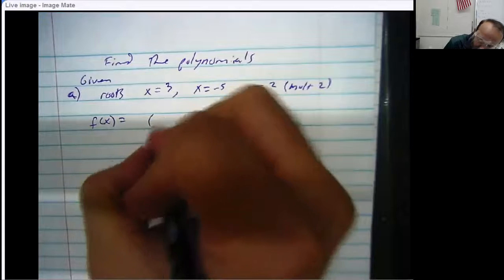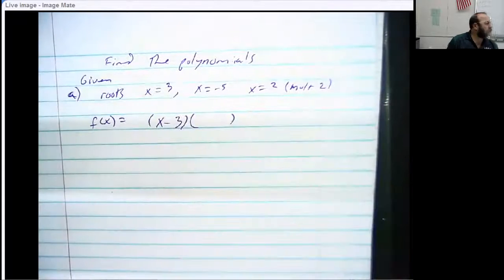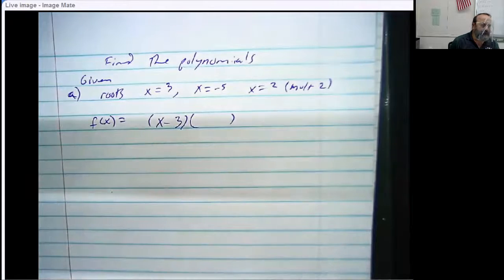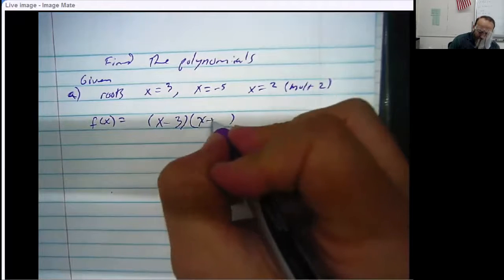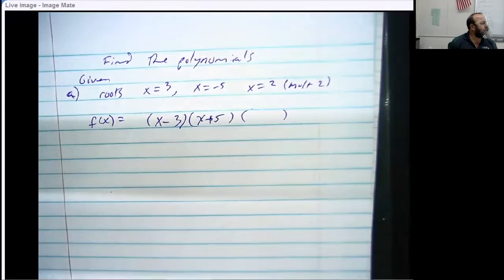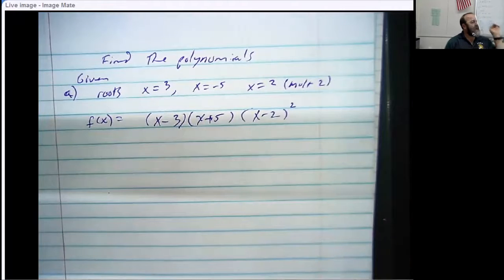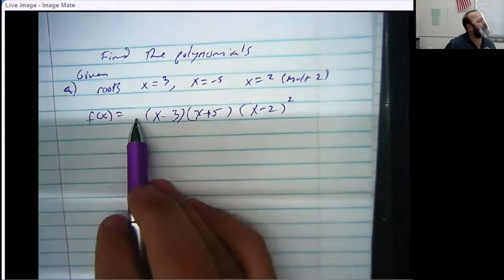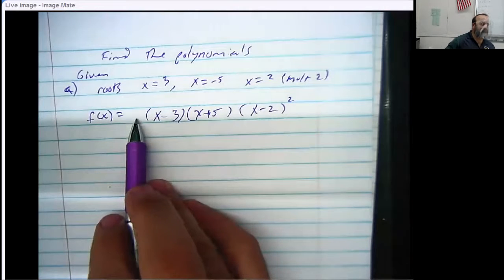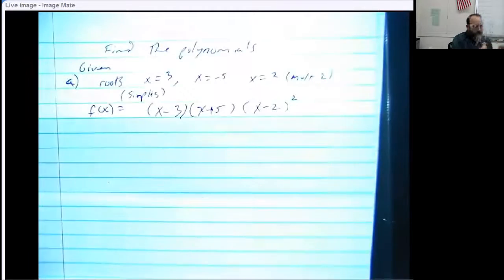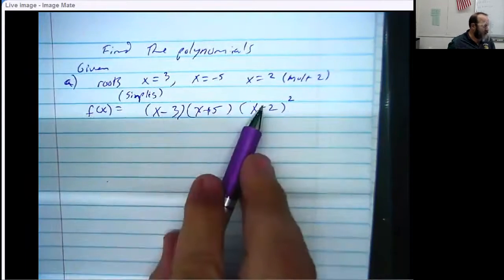It would be x minus 3. And then what would be my next piece of my puzzle? x plus 5. And last but not least, x minus 2 squared. Now, this is a polynomial that has that, because keep in mind, what would happen if I put a number in front? Would it still be true? Okay, so I'm just going to basically write the simplest one, because understand I can go through and add a multiplier and it's not going to change what this is, right?